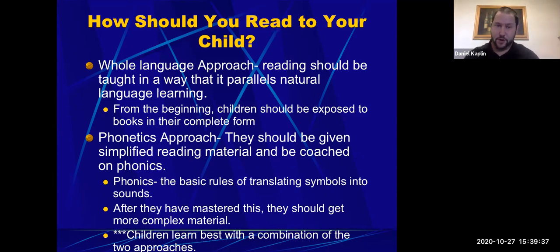A phonetics approach is now you're reading more simplified material, but you're reading it and you're coaching them on sounds or phonics. So is it best to read the whole story? Is it best to read simple stories and focus on sounds? The answer is children learn best when you combine the two.